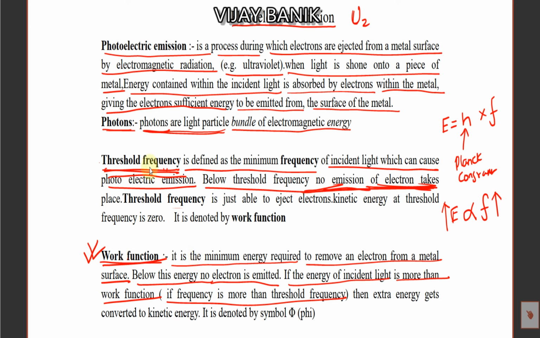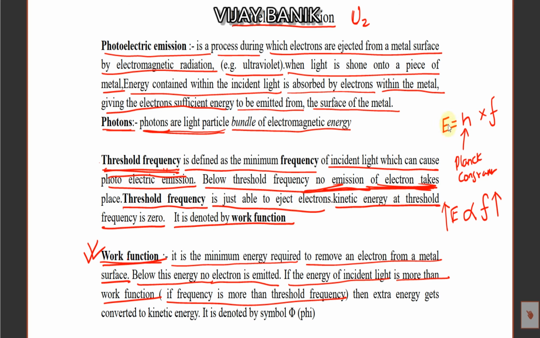So therefore at threshold frequency, now we will understand what is the meaning of this. At threshold frequency, you can just eject the electron. Why? Because you only have the work function. That's it. You have the barely minimum boundary energy. You don't have any kinetic energy. Kinetic energy at threshold frequency is 0. It is denoted by work function. I hope you guys understood.